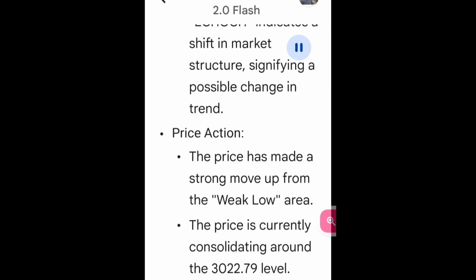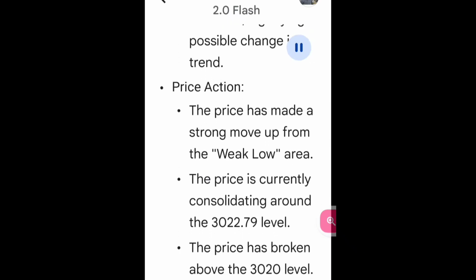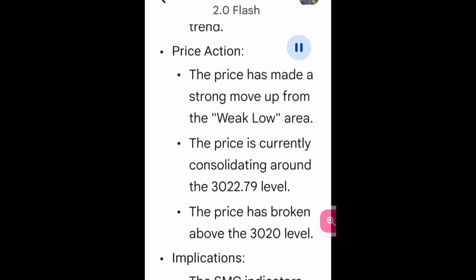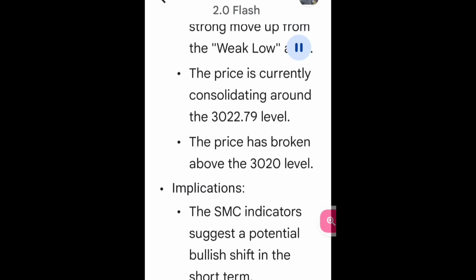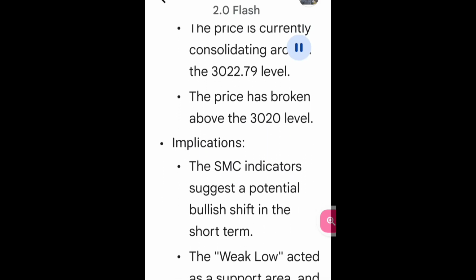Price action. The price has made a strong move up from the weak low area. The price is currently consolidating around the 3,022.79 level. The price has broken above the 3,020 level.